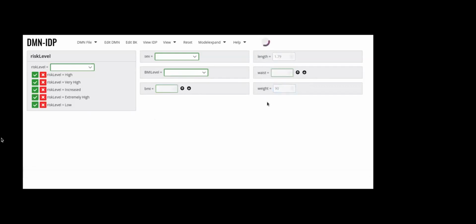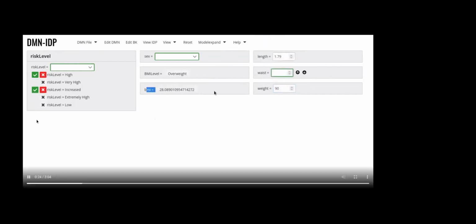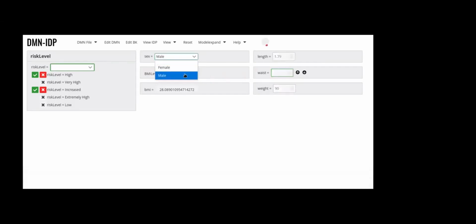So I can enter my length, I can enter my weight. It will be a bit calculating, and then it will tell me that my BMI is 28, and that my BMI level is overweight because it can immediately derive this. So then I can say, okay, I'm a male and my waist is, I assume, 100 centimeters. Then it will automatically calculate: risk level is increased. So that's the standard bottom to top approach.